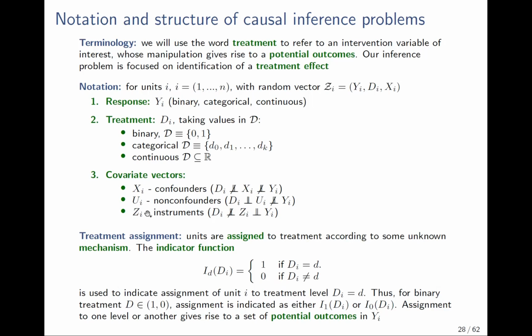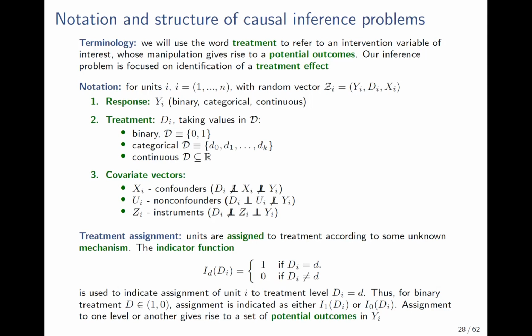And finally, third, we have instruments which are the opposite of non-confounders. So they do have association with the treatment d, but they do not have association with y. They're independent of the outcome. And we're going to use instruments when we come to the third causal method we'll discuss today, a method known as instrumental variables, based around these special type of covariates. So that's the terminology and notation.